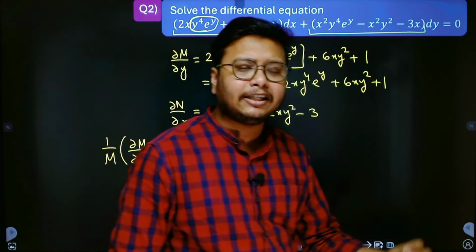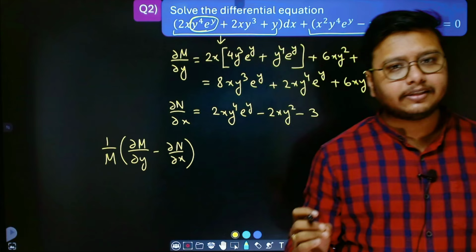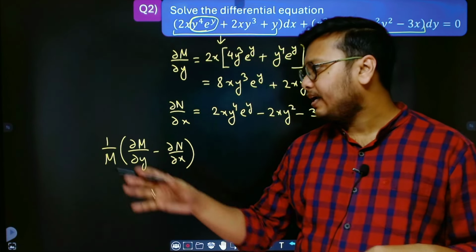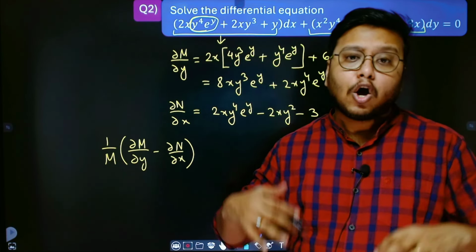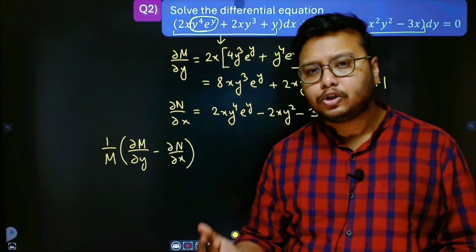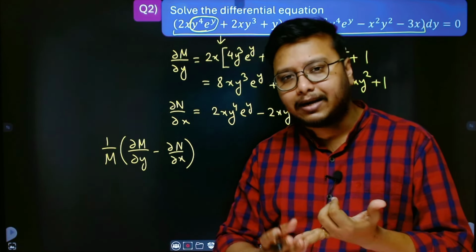Now at this stage you might have a question: why are we dividing by m, why not by n, or how do we understand should I divide by n or should I divide by m?